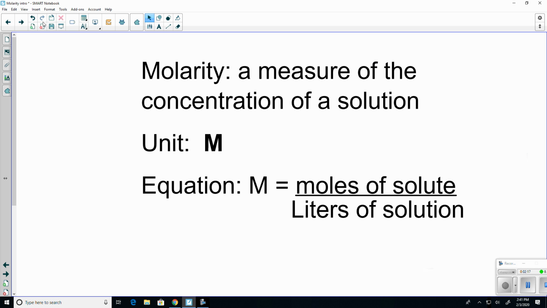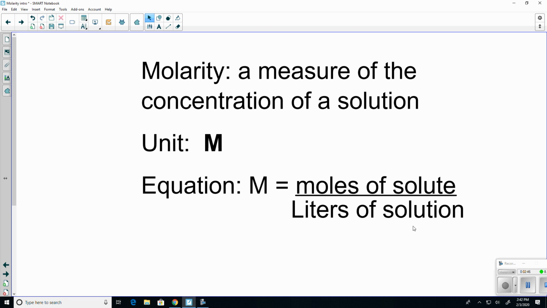On the top of your worksheet, it should give a definition of molarity, which again, molarity is just your numerical measurement of the concentration of a solution. The unit for molarity is a capital M. Also on your sheet shows you how to solve for molarity. Molarity is the moles of solute, remember that's the thing being dissolved, divided by the liters of solution.